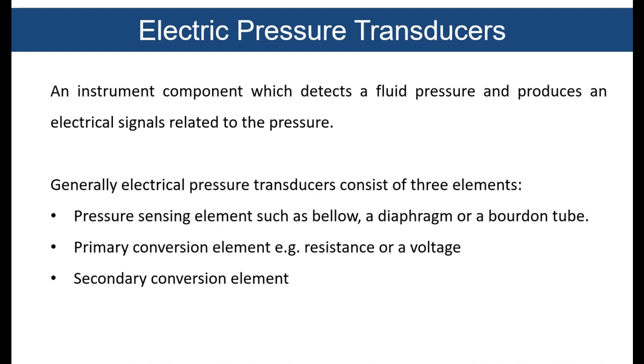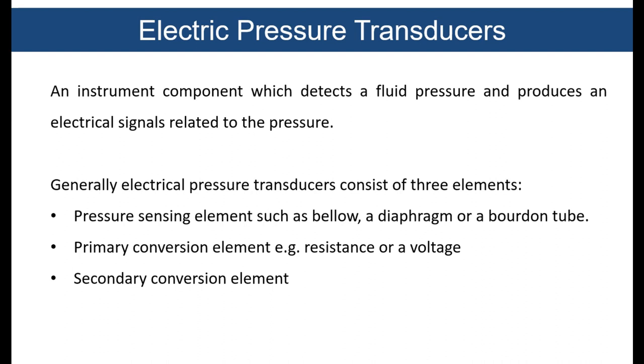First, we're gonna see the electric pressure transducer. As per the definition, it is an instrument component which detects a fluid pressure and produces an electrical signal that is related to the pressure. Generally, an electrical pressure transducer consists of three elements.